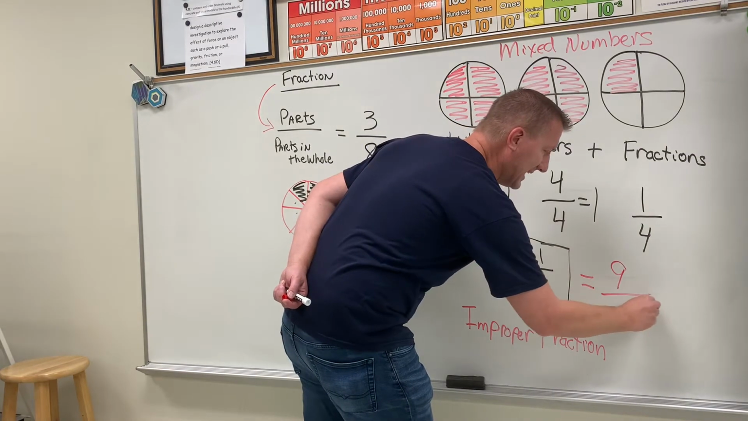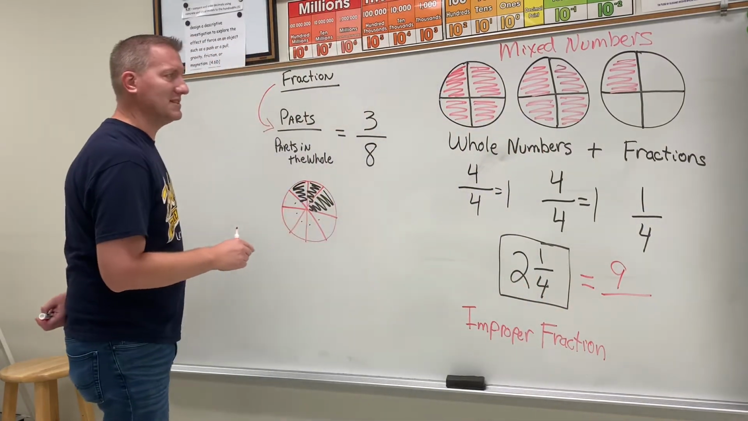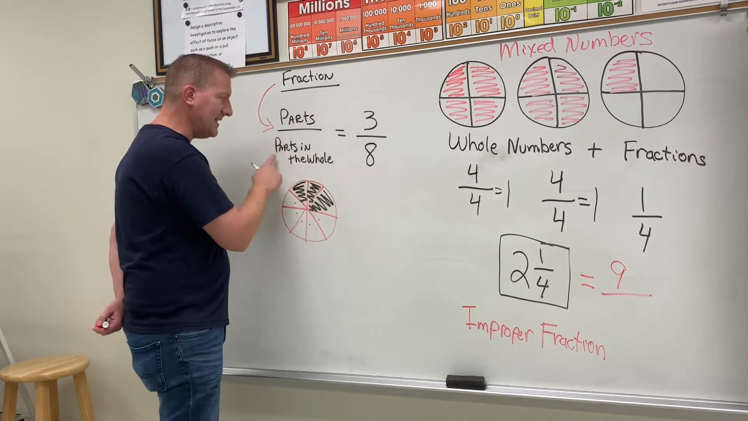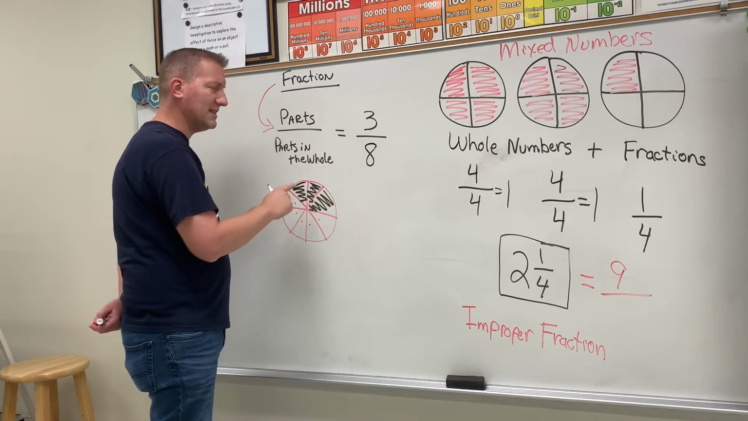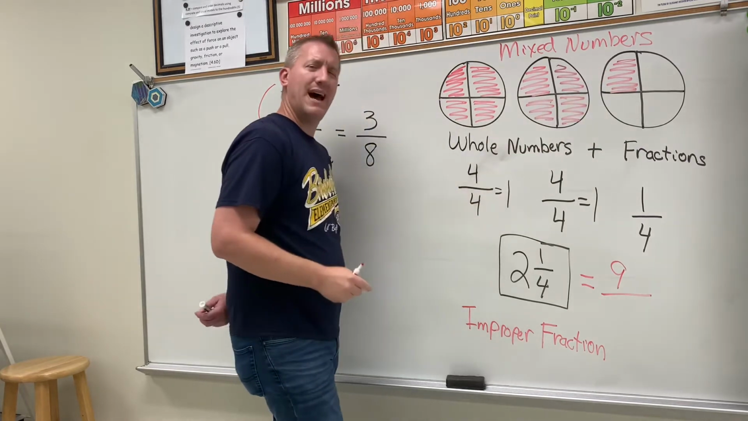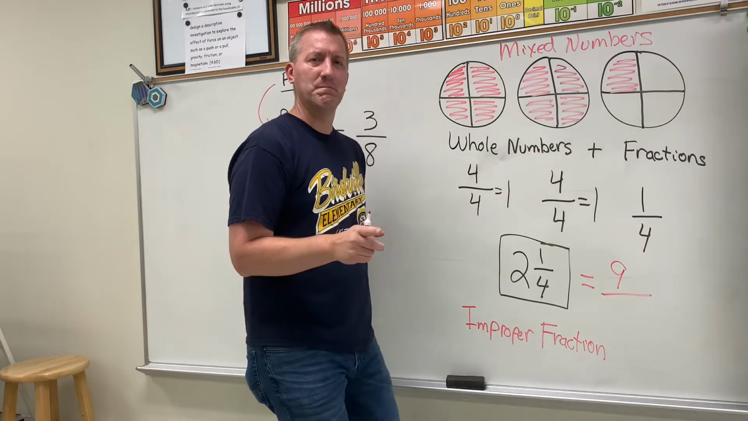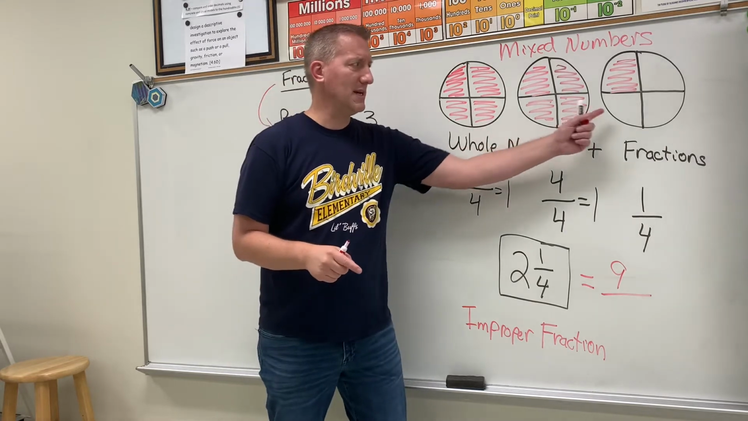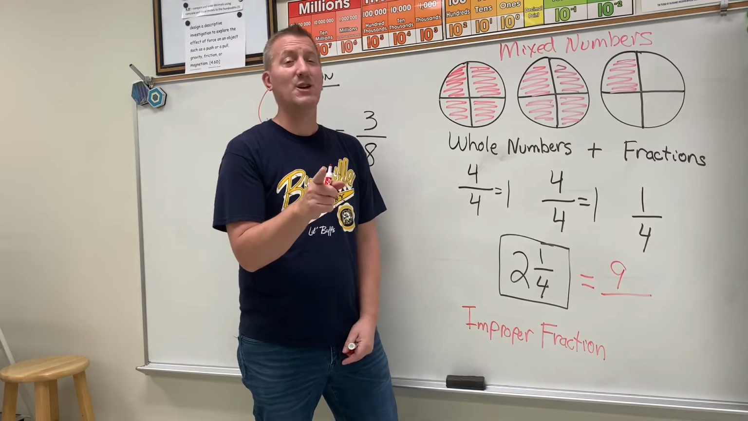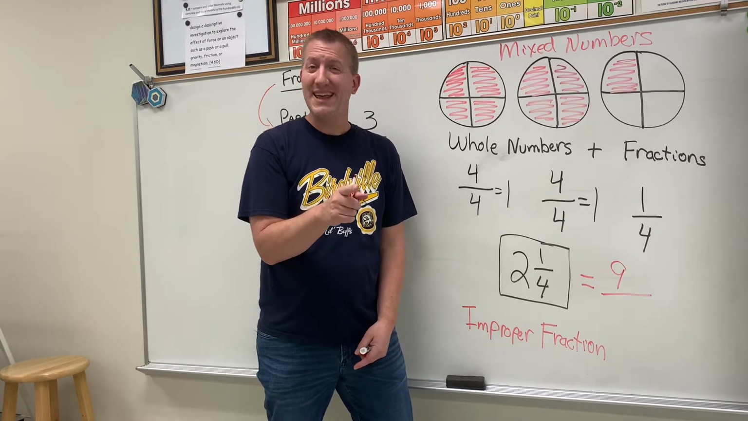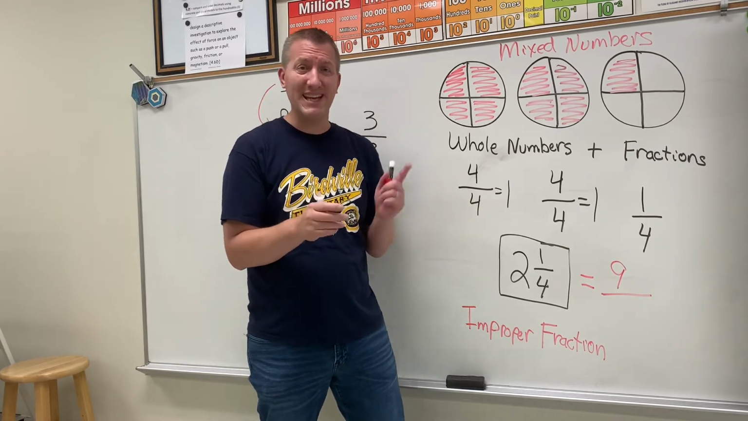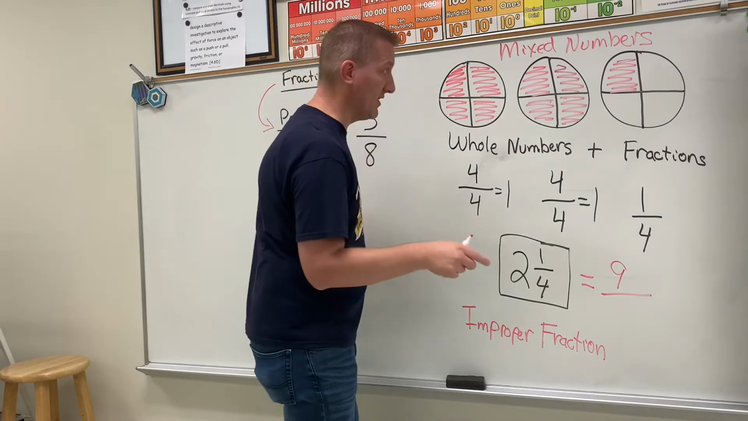So it'd be 9. Now, think about this. This is where it gets a little tricky. Parts in the whole. So 9 parts are shaded, but how many parts are in the whole? Look at this example. How many parts in the whole? I tell you what, if you said 12, that's wrong. There's not 12 parts in a whole. And I can prove it to you.